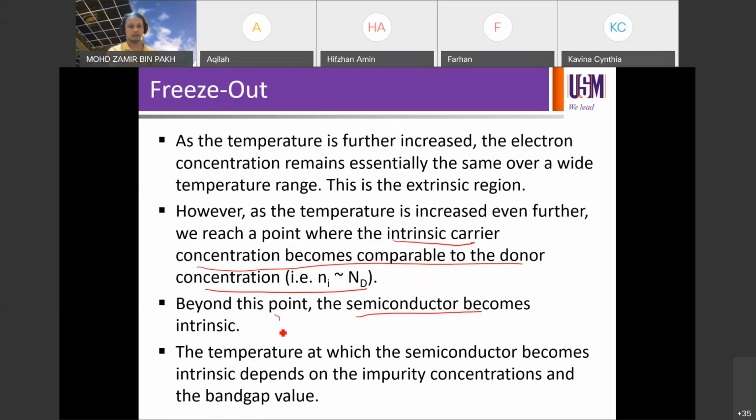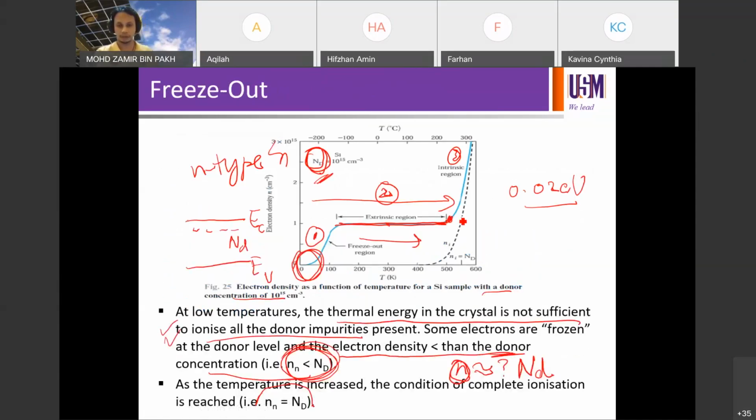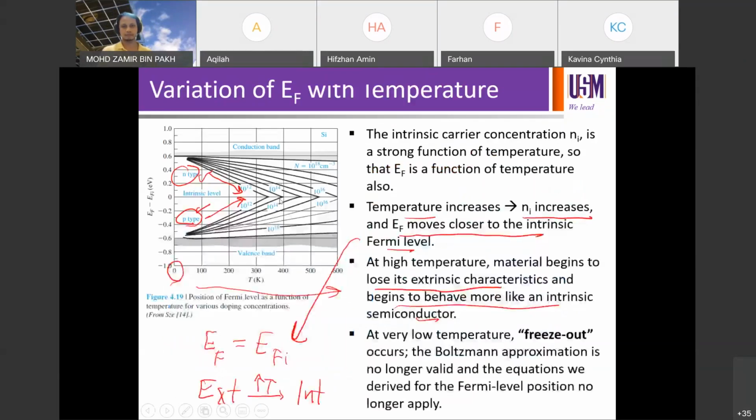So this is region number 3, where your semiconductor loses its extrinsic properties. Then it gets into region number 3, where your electron density will be dominated by Ni rather than Nd. Okay? So in region number 3, your electron density will be dominated by Ni rather than Nd because of this portion.